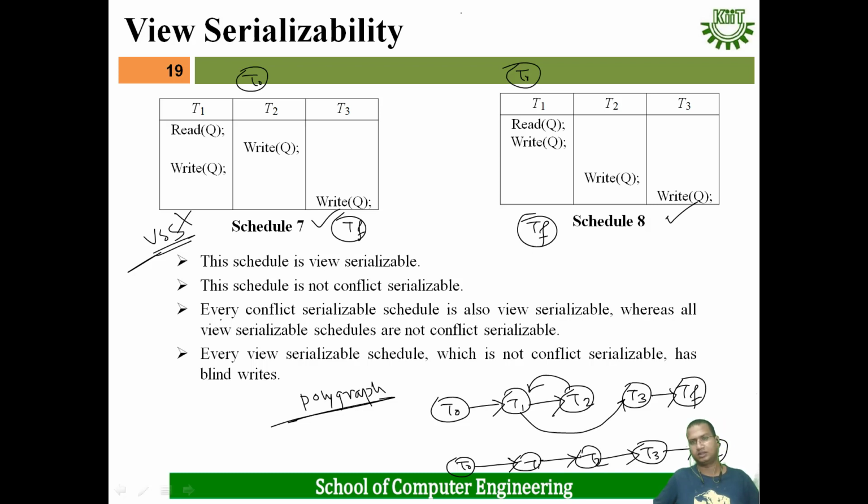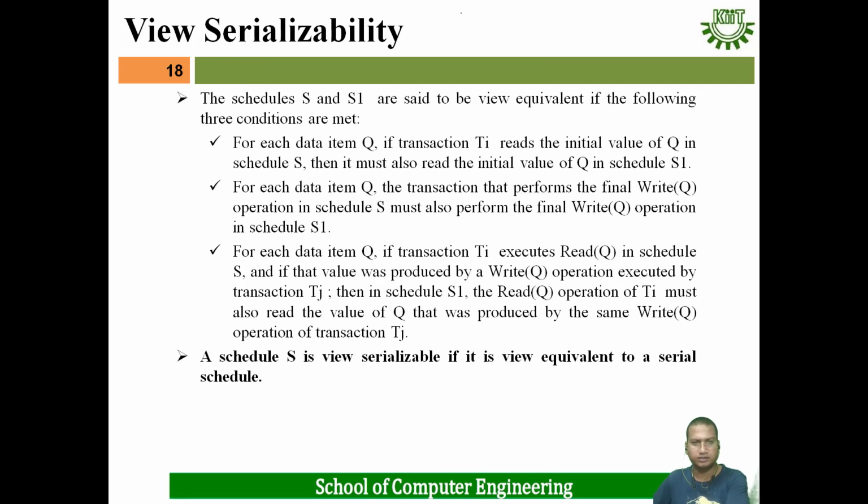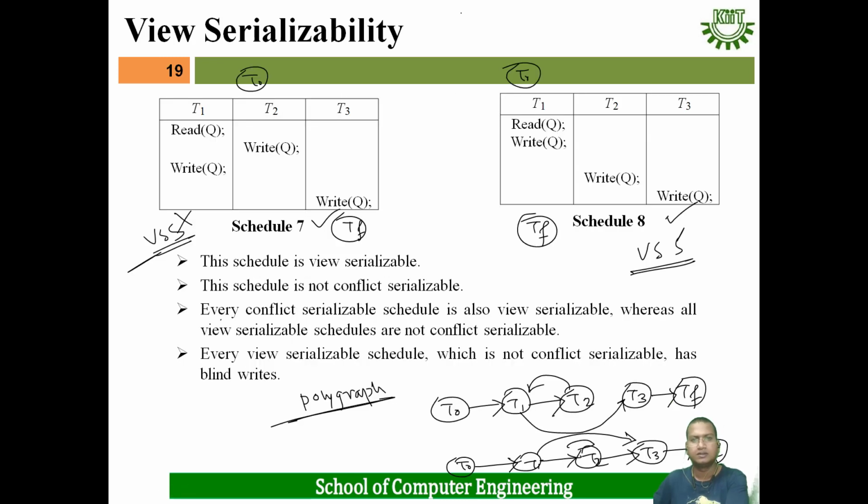T3 is ready. Right. T1 to T3 operation is there. Okay. No cycle is present in this case. That means schedule number 8 is a view serializable schedule. Okay. And another thing we have to see here: a schedule is view serializable if it is view equivalent to a serial schedule. We have already seen that. Then this schedule is view serializable.